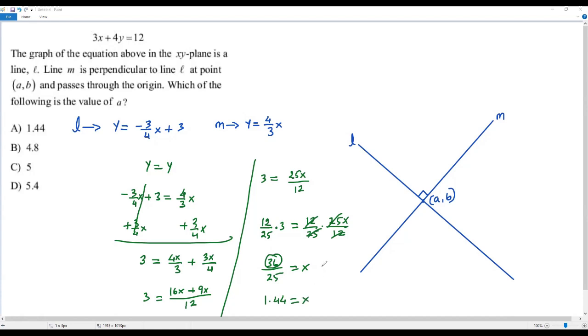Here I got the x-coordinate at the point of intersection, that is 1.44. According to the information, the x-coordinate at the point of intersection is a. So therefore, this 1.44 is the value of a. Here we got the value of a, it's 1.44, and we find this 1.44 in answer choice A. The correct answer choice for this question is A.